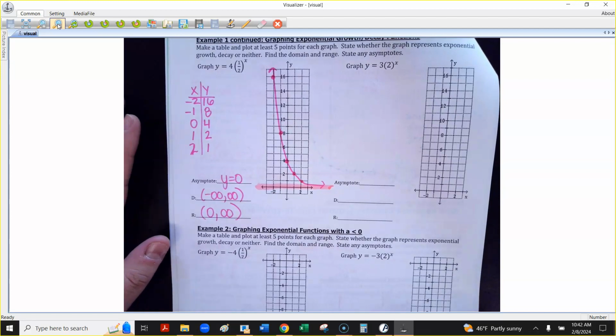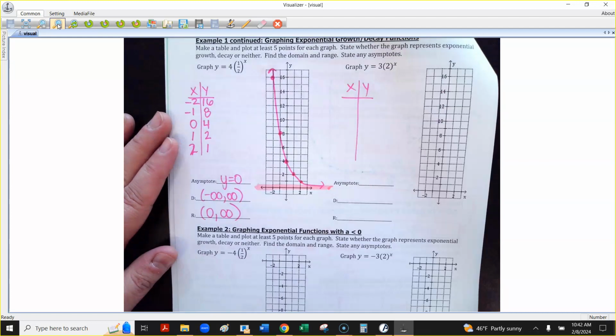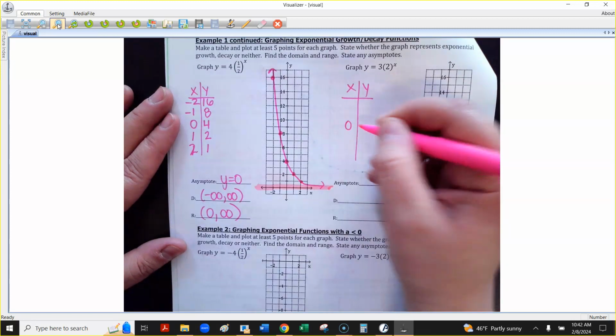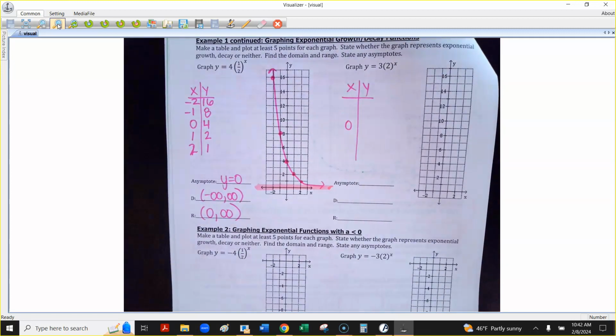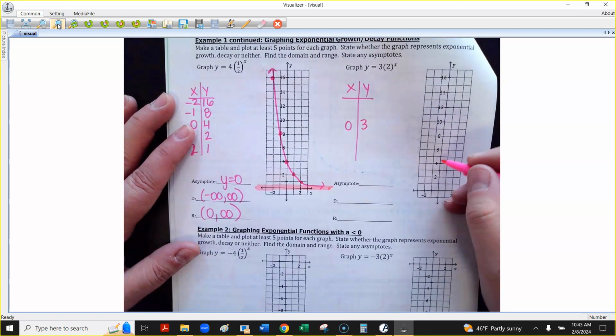Now, this one, again, if you want to use the table on your graphing calculator, please feel free. You just have to graph 5 points. What I would do here, though, is put 0 in the middle of my table. If I plug in 0, and I've got y equals 3 times 2 to the x, what would my y value be? 3. All right, so 0, 3.